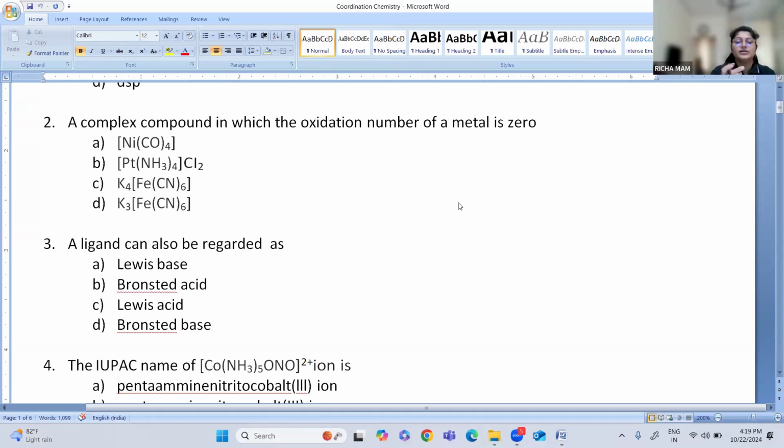Already in your lower classes, in the ionic equilibrium chapter, you have studied the different definitions and concepts of acid and base: Lewis theory, Bronsted-Lowry concept, Arrhenius concept. Depending on that, what is a Lewis base? Find out the definition. Tell me, what is a Lewis base? Anybody? How are you going to define a Lewis base?